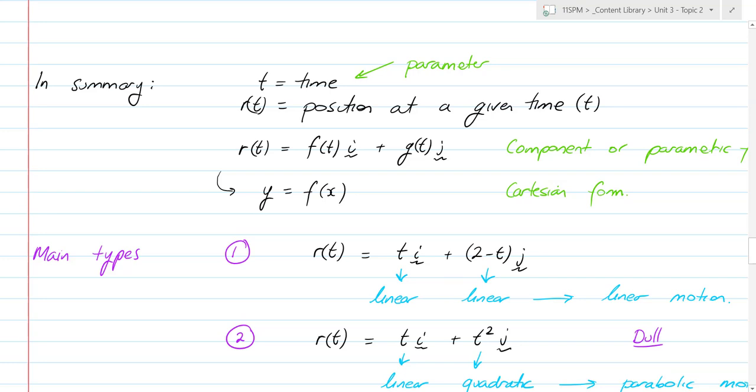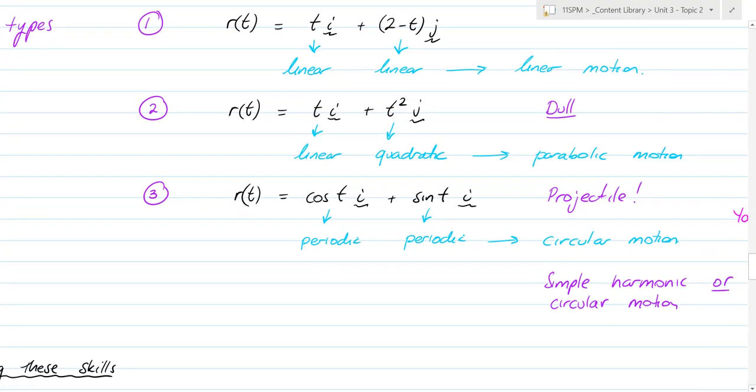And the main types are this. See how that's linear and linear? It will lead to linear motion. See how this is linear and quadratic? It will lead to parabolic motion, quadratic motion. Periodic and periodic will lead to circular motion. If you've got linear and cubic, it will lead to cubic motion. If you've got quadratic and sextic, so if it's t squared and t to the power 6, then that will probably lead to cubic motion again. See how t squared cubed becomes t to the power 6? That's the relationship that will work. And now this is really common. We'll use this a lot.